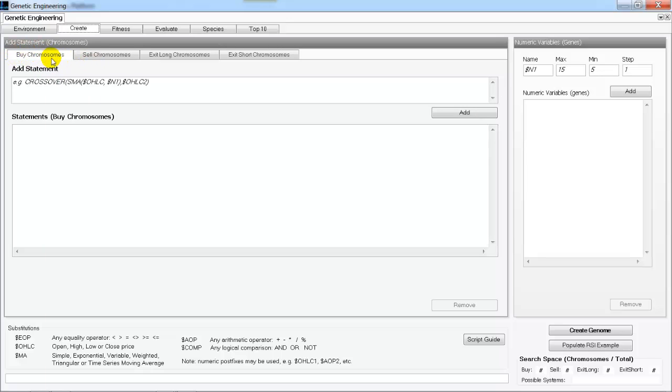So there are buy chromosomes, there are sell chromosomes, there are exit long chromosomes, and there are exit short chromosomes. This is the first important point to mention: you can apply different chromosomes for buy strategies. I will just populate the standard example here to see what I'm talking about.